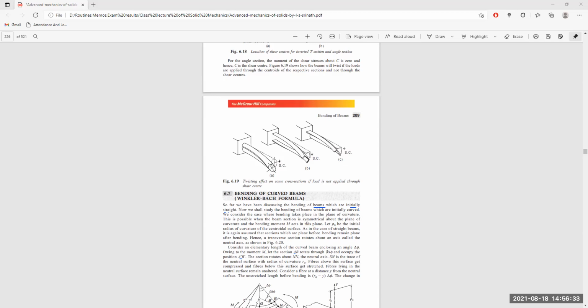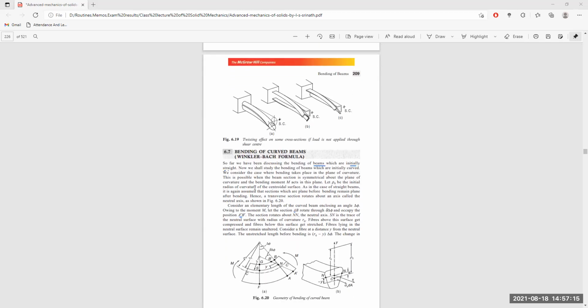We will consider the case where bending takes place in the plane of curvature. That means the beam is already curved in a particular plane, and it will curve more or less after the action of the external force, but in the same plane of curvature. This is possible when the beam section is symmetrical about the plane of curvature. If you take a section of the beam, both sides will be exact replicas of each other, and we apply the externally applied bending moment to make a symmetrical bending through the plane of curvature itself.